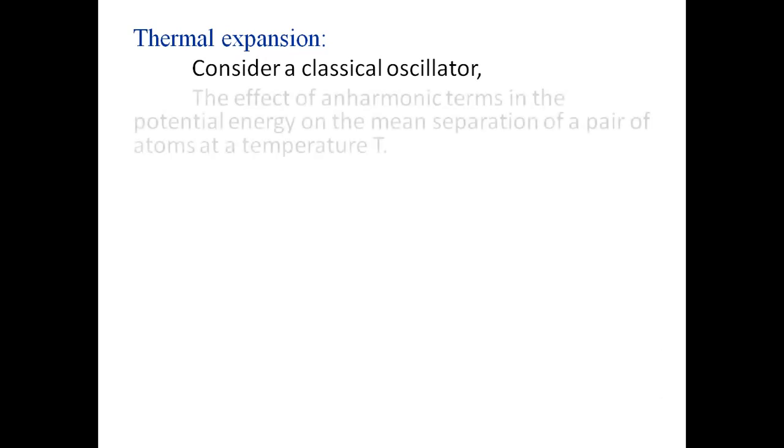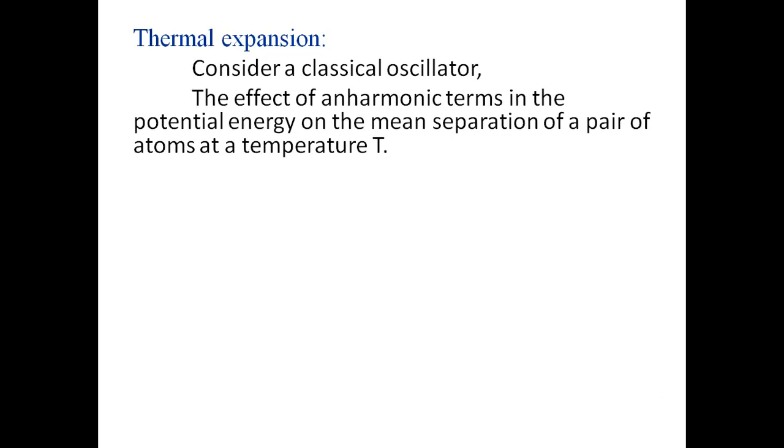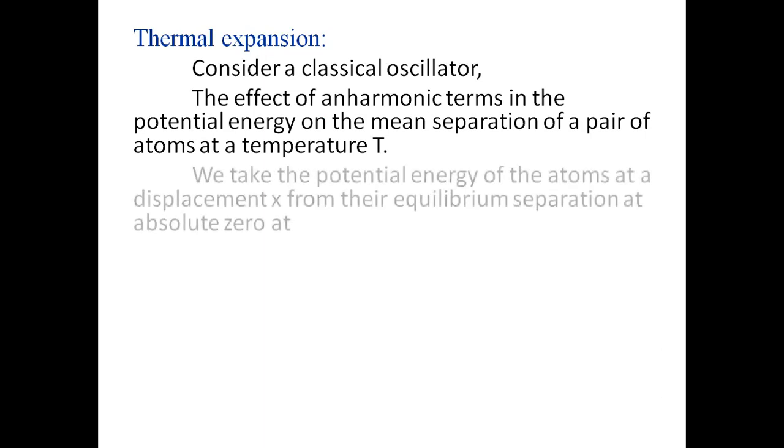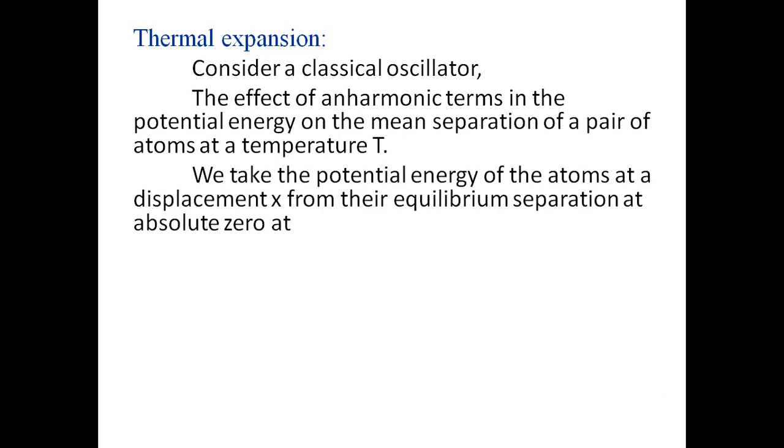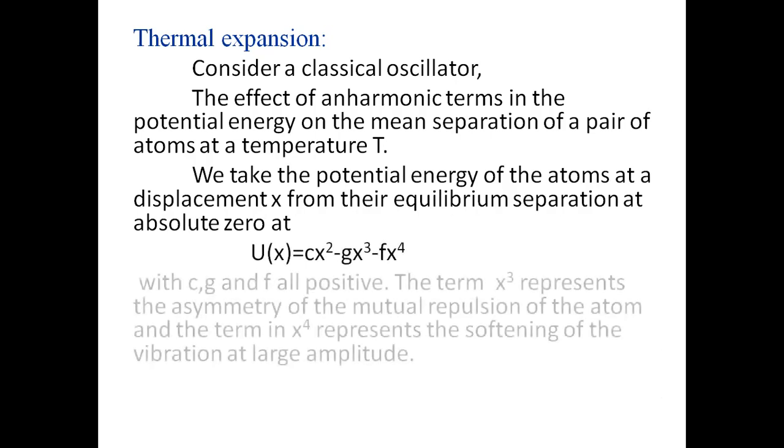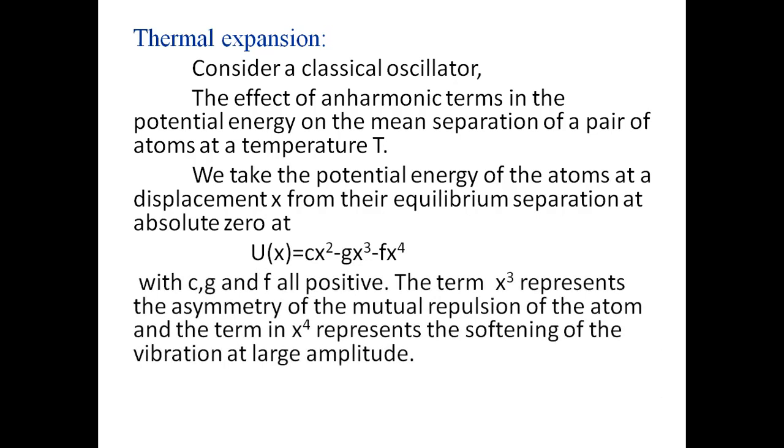In case of classical oscillators, the effect of anharmonic terms in the potential energy on the mean separation of a pair of atoms at a temperature capital T. So we take the potential energy of atoms at the displacement x from their equilibrium separation at absolute 0. So U of x equal to Cx square minus Gx cube minus Fx power 4, where C, G and F are positive constants, we discussed.